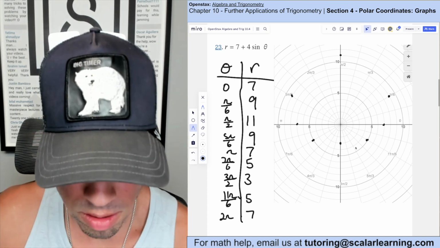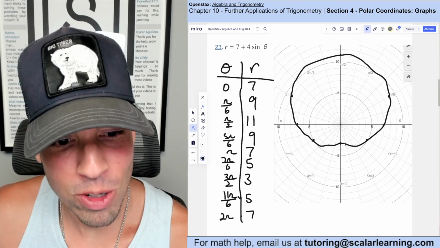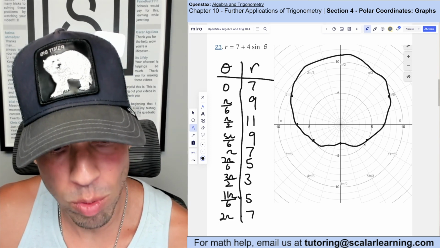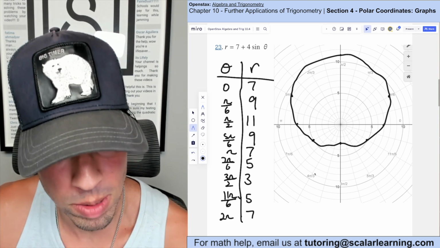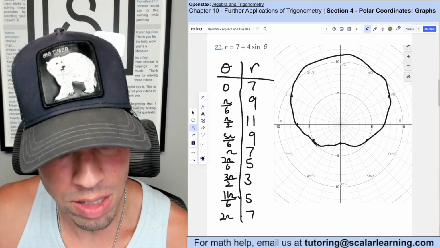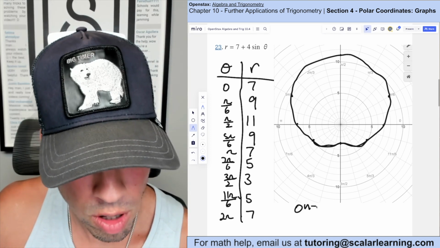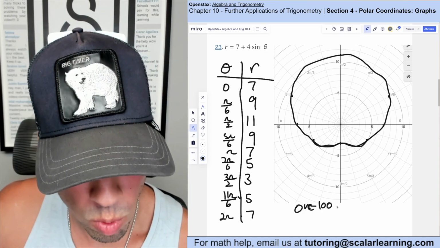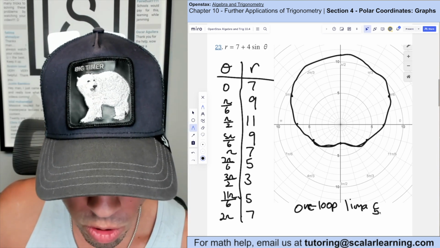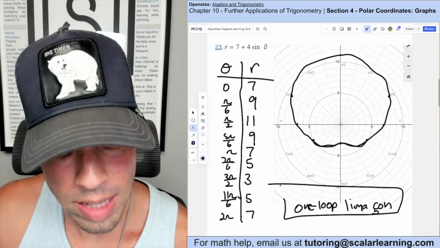Now let's connect the dots. Okay, so this is a little wobbly. This is the best I could do. But notice you have a little dip in here, and that's hard to see with the dots that we provided. If you wanted to see more specifically, maybe you could map out 4 pi/3 and 5 pi/3, and you get a better idea. But it does have this little indent that it goes in like that. And this is considered a one loop limacon. That little curly thing on the C makes it a limacon. So there you go. That's how you do it.